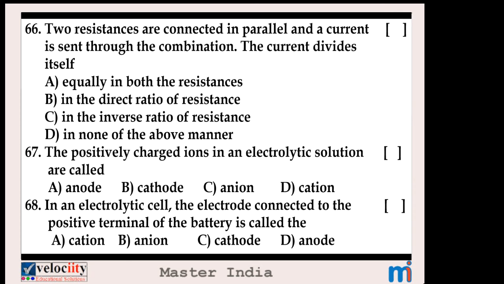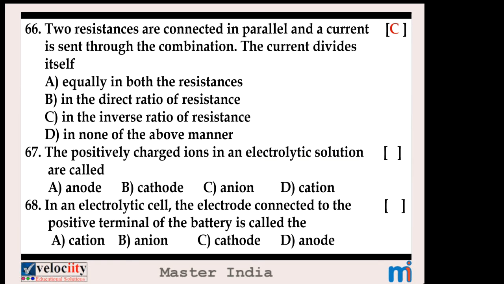66. Two resistances are connected in parallel and a current is sent through the combination. The current divides itself A. Equally in both the resistances, B. In the direct ratio of resistance, C. In the inverse ratio of resistance, D. In none of the above manner. Answer is C. In the inverse ratio of resistance.